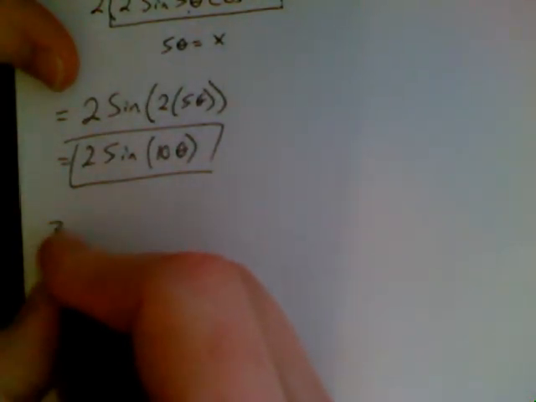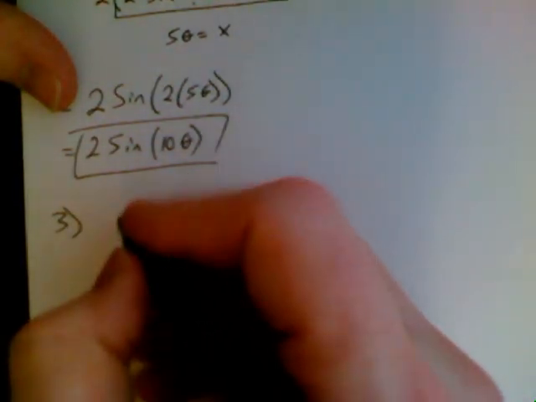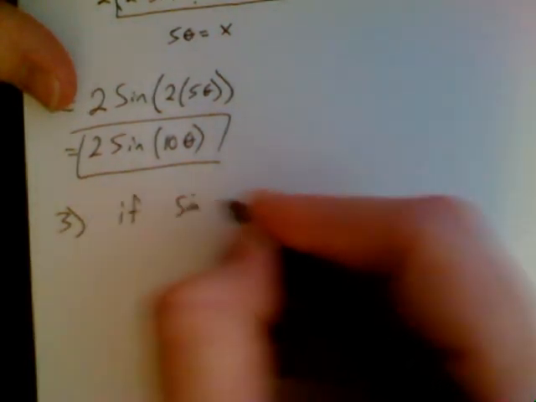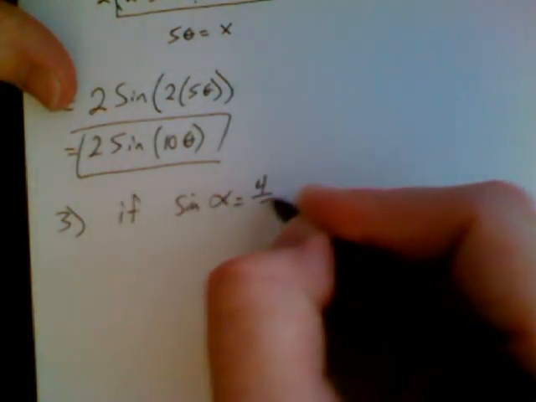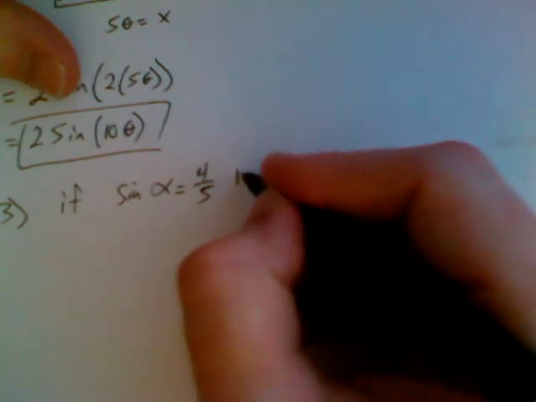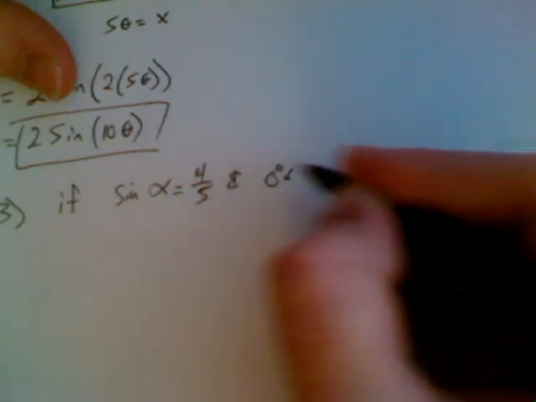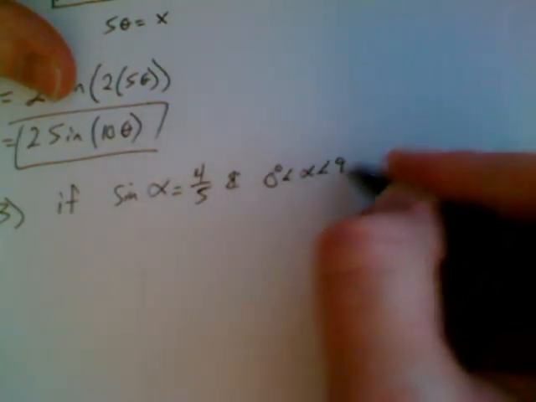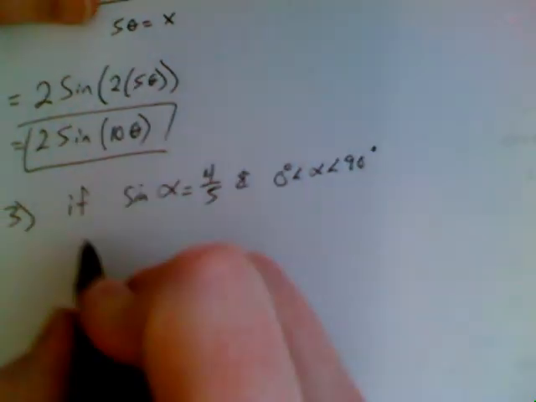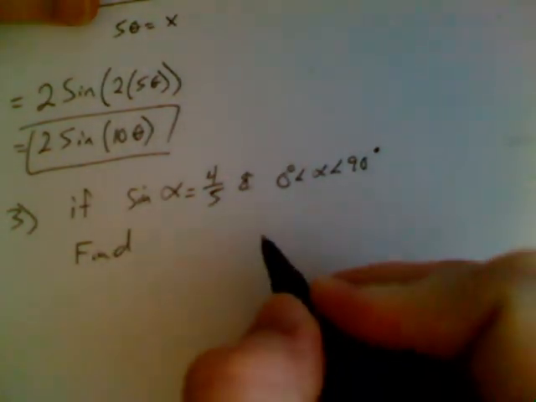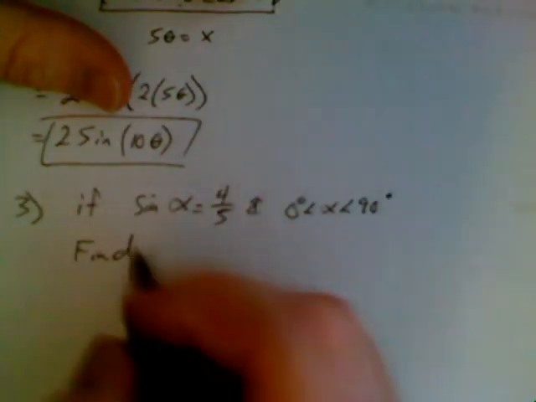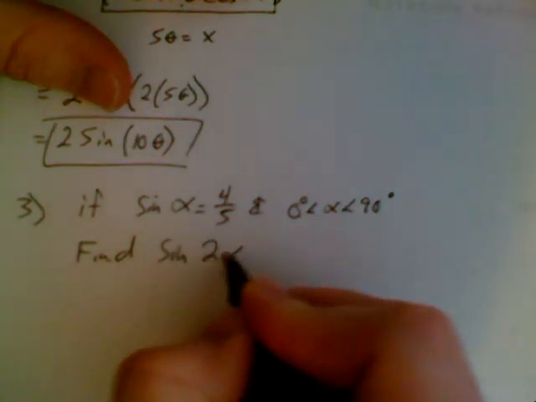Okay, that's problem number 2. Let's look at problem number 3. Now, in problem number 3, I'm given that the sine of alpha is equal to 4 over 5, and 0 degrees is less than alpha is less than 90 degrees. It's saying find the exact value of sine of 2 alpha.